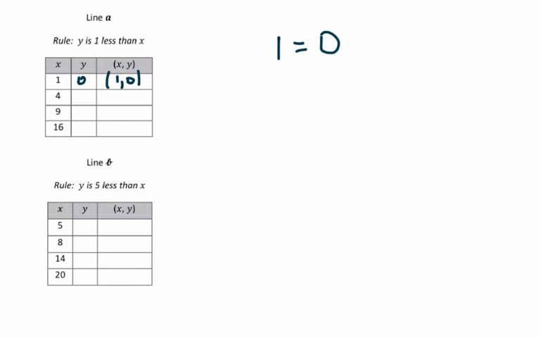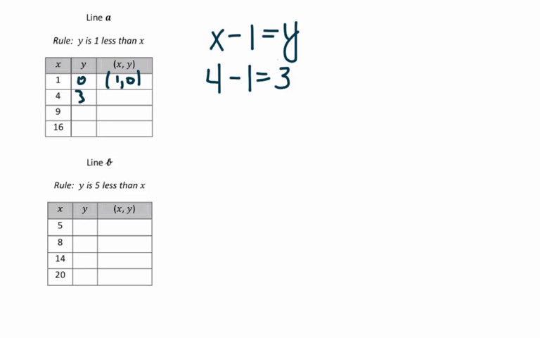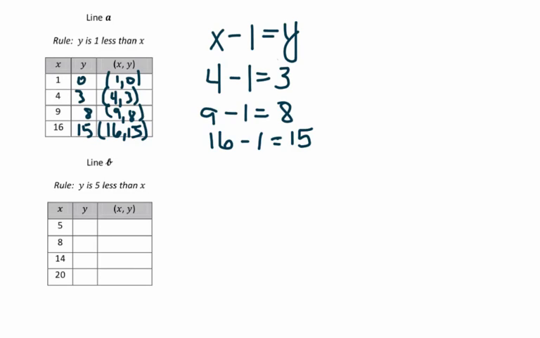Let me see if I can just make some room here. We can write our rule like this. So x minus 1 is equal to y. So if x is 4, minus 1, y is 3. The coordinates are 4, 3. And we do the same thing for the given values of x for this one.